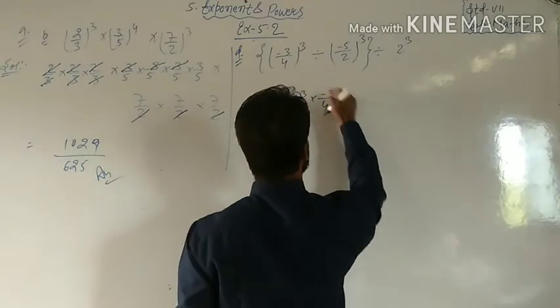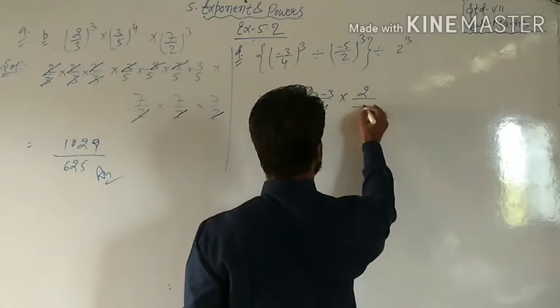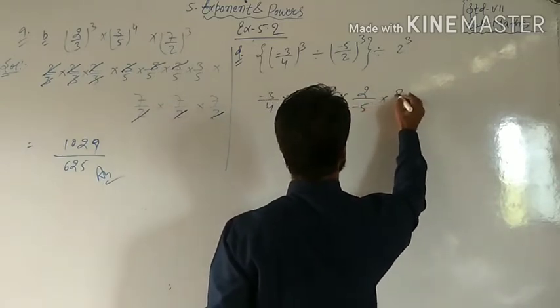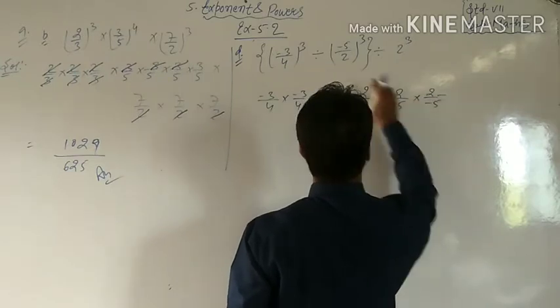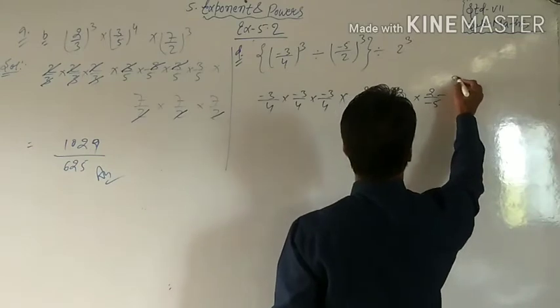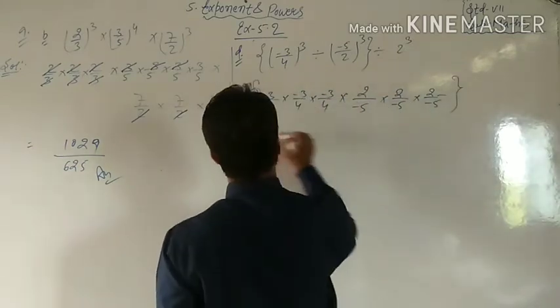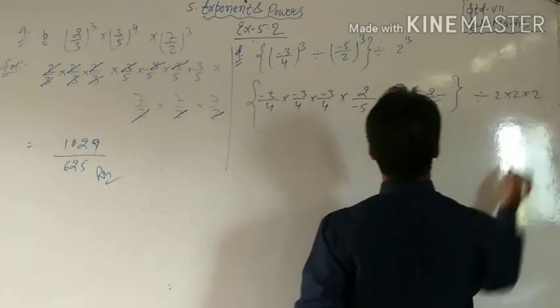So if we are converting it into multiplication, then what will be there? (2/-5) into (2/-5) into (2/-5). Why? Because 3 terms are repeating. Now again divided by 2. Students, now give a curly bracket, 2 into 2 into 2. Mention it.